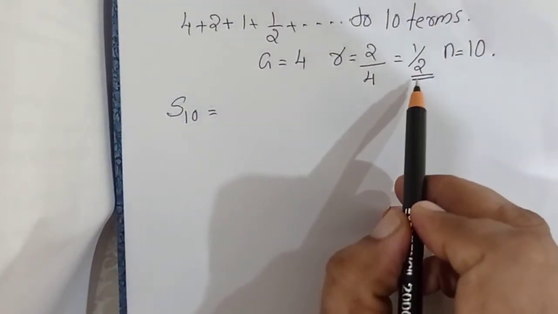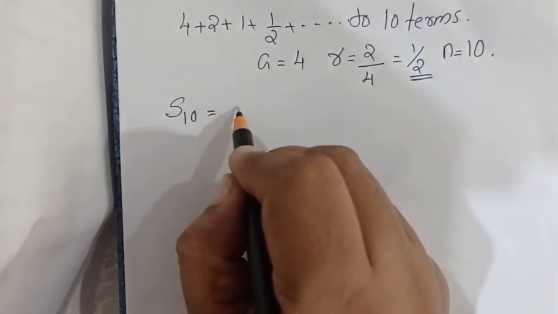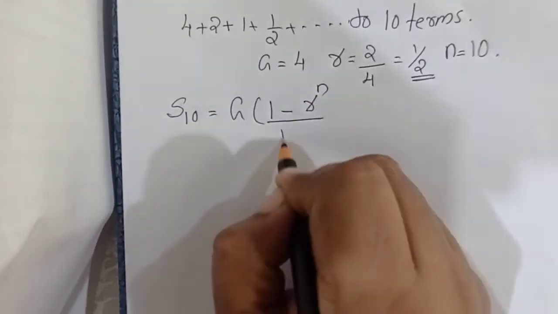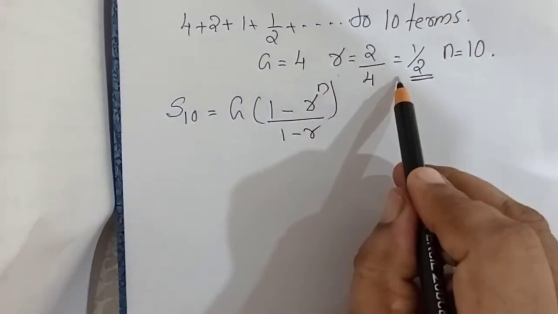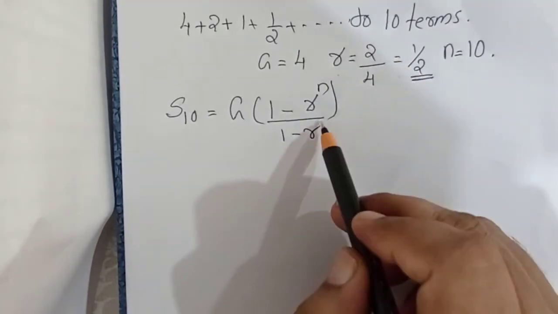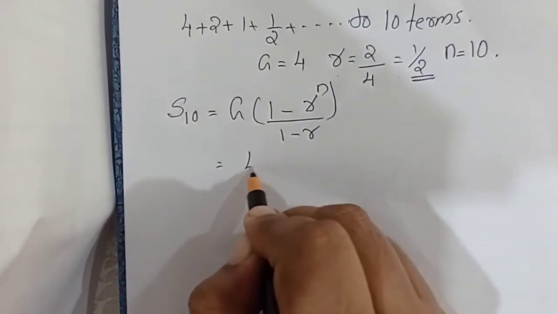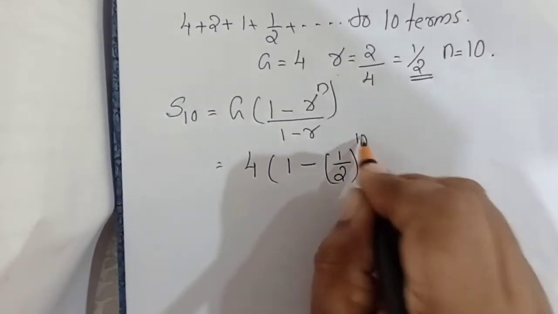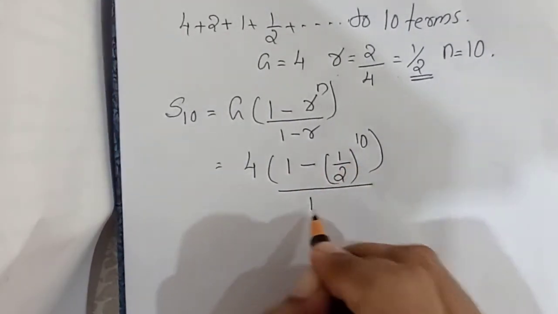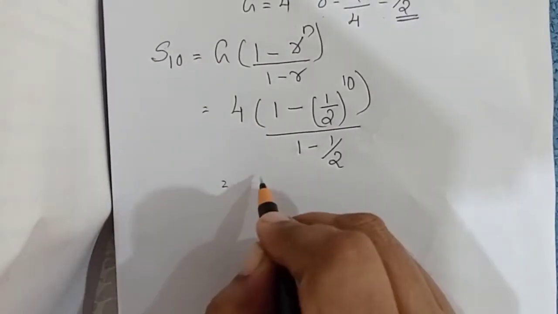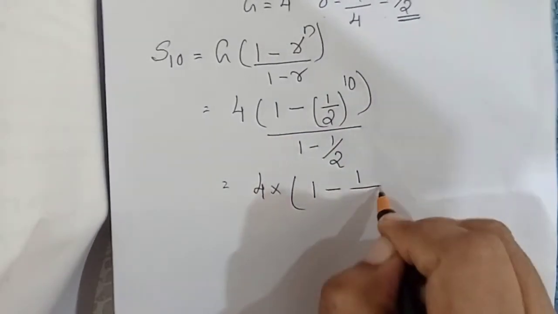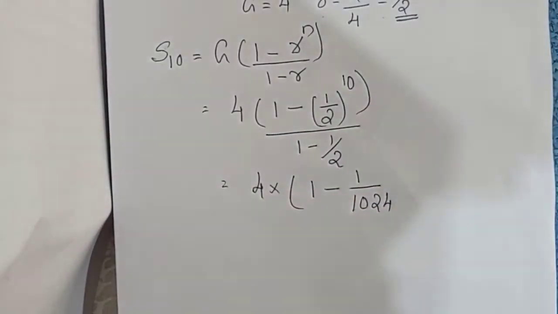S10, and r is less than 1. Therefore, which formula do you apply? a into (1 - r^n)/(1 - r). If r is less than 1, this 1/2 is less than 1. Therefore, what is your a? 4 into (1 - (1/2)^10), the whole divided by (1 - 1/2). Therefore, the answer is 4 into (1 - 1/2^10), where 2 to the 10 means I think 1024, isn't it?